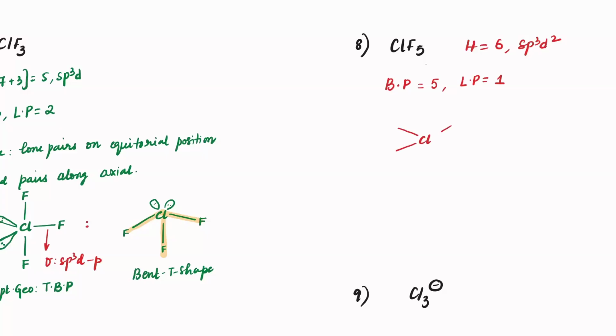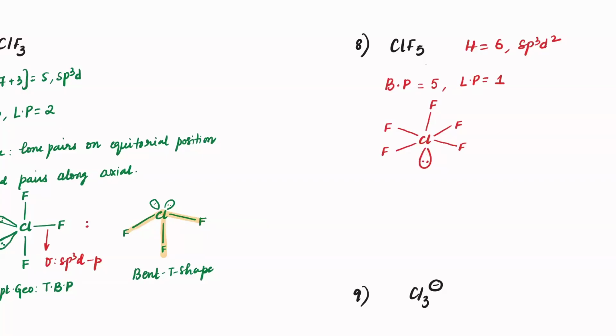We expect this to form octahedral, no beta? 6 means octahedral. This is how you expect. Correct? Yes, sir. So Bent's rule is not applicable on octahedral forms. So place first all the fluorines, and then the one place where there is no fluorine, that must be the lone pair. Yeah? So this should have been the shape.